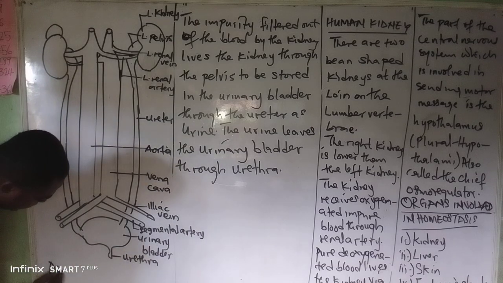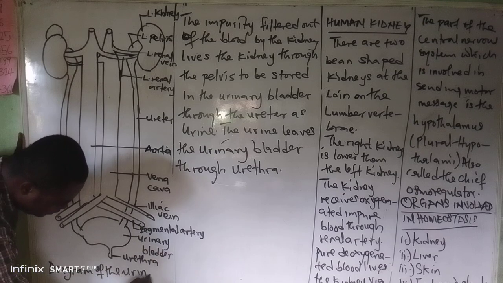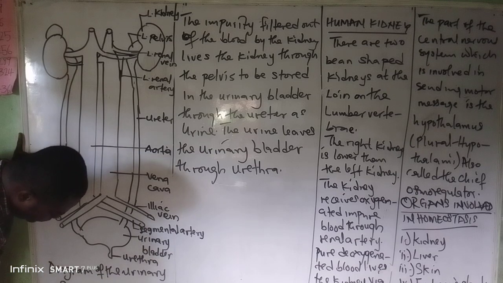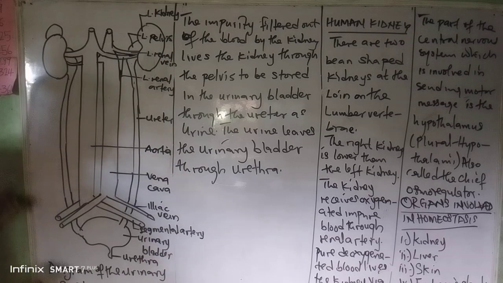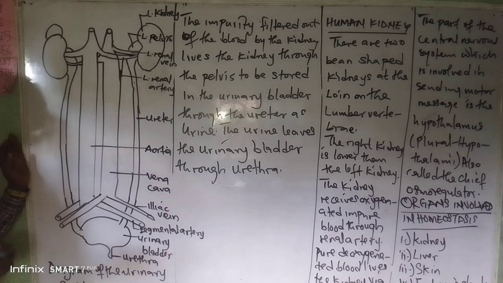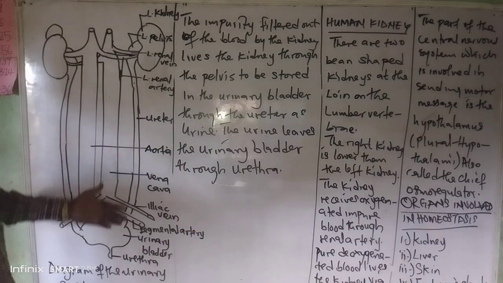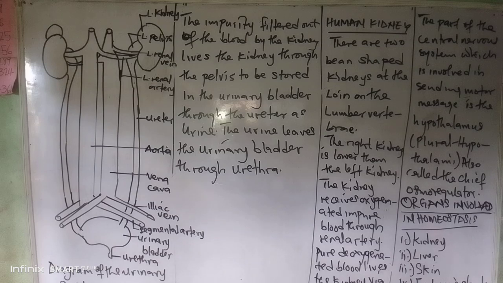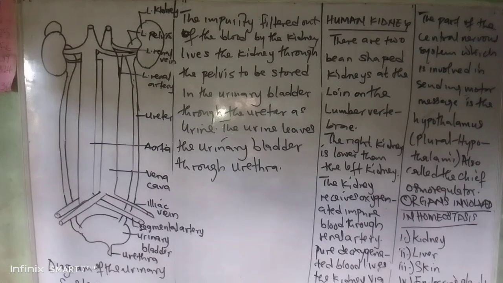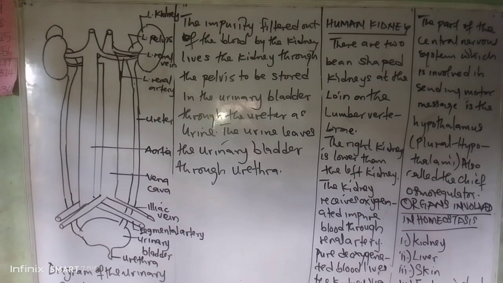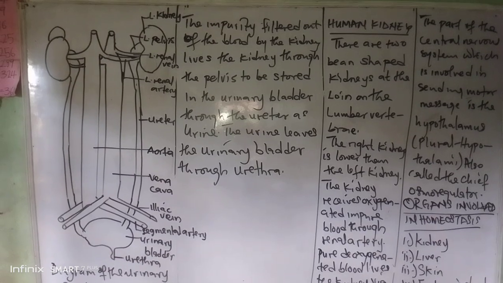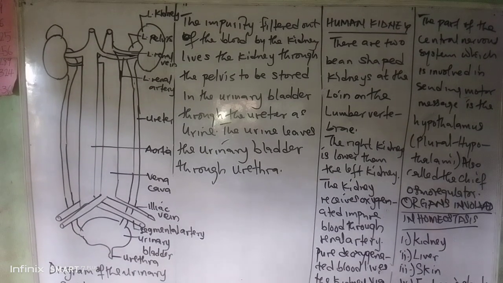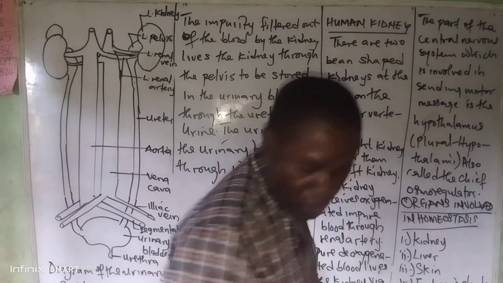What we have here is the diagram of the urinary system, not the diagram of the kidney. Sometimes they ask children to draw a diagram of the longitudinal section of the kidney. They were drawing this. This is wrong. This is a urinary system. It is not only the kidney that is present there. So it is not correct to put it like that. So take note of that. So that is that. Now, let's go on.